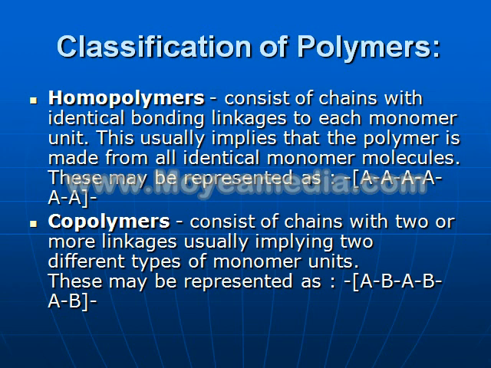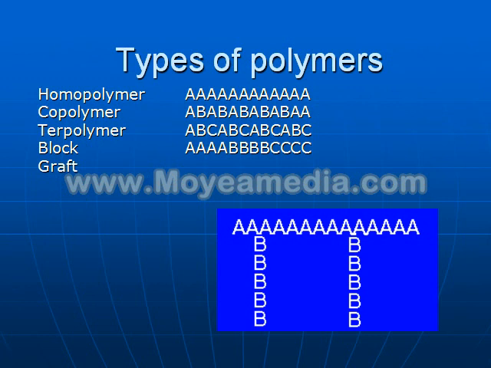The second one is copolymer, which consists of a chain with two or more linkages, usually implying two different types of monomer units. These may be represented as shown. A and B types of polymers. There are different types of polymers: homopolymer, copolymer, terpolymer, block, and graft polymer. These are shown here. A, B, and C are monomers.